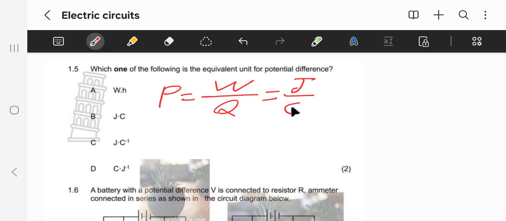But what we know is that this coulomb is to the power of 1, and what we are going to do is take this coulomb up where the joule unit is. If we do that, the one that is positive will then become negative when we take it up. According to the laws of exponents, if we take something up, it changes its sign, right? So here what we will have is joules per coulomb, which is J·C to the power of negative 1. That's the unit for potential difference. That means our answer will be C.